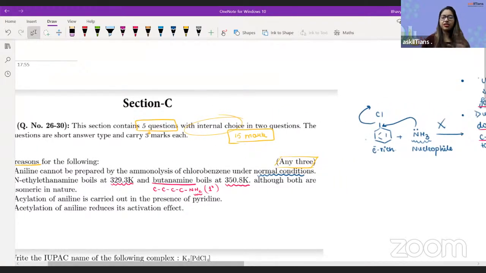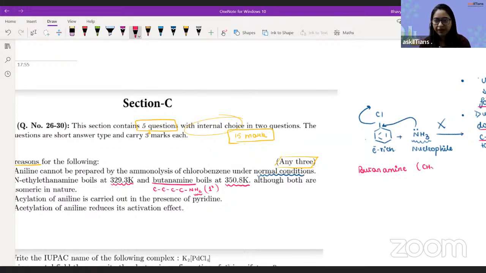if I talk about this answer, you do not have to write much here. But you make sure that whenever you are writing this answer, draw the structures, even if the person has never asked you to do so. Okay? So you make sure that whenever you're writing the answer, you should write that, yes, butanamine. In the bracket, you can write the structure.